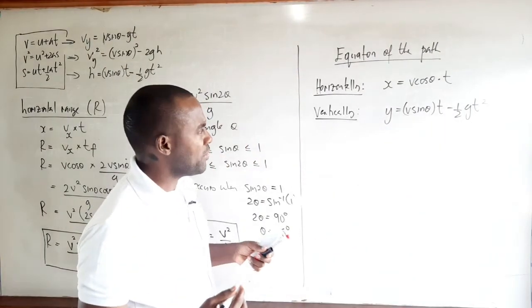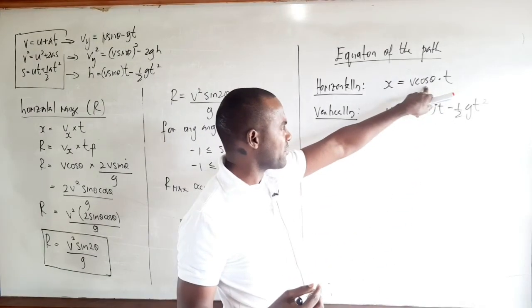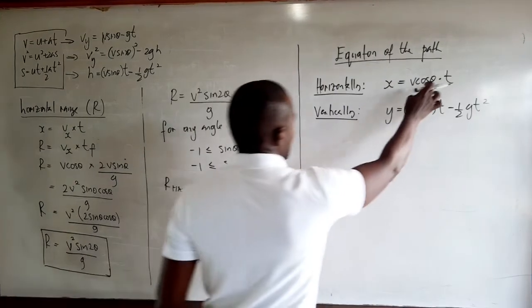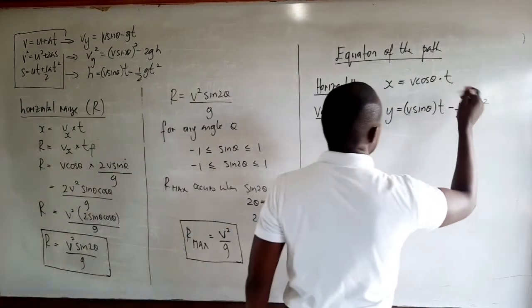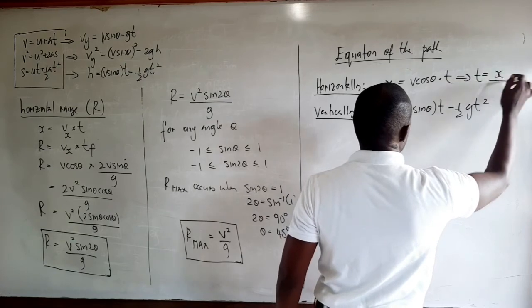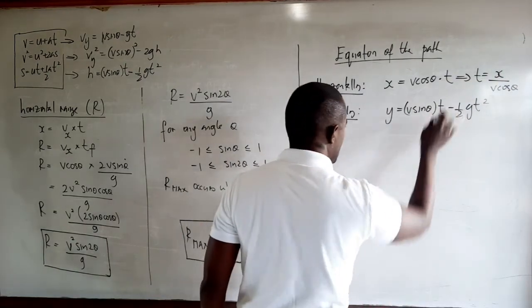So to do that, we will basically eliminate t. To eliminate t, we'll make t the subject from this first equation, then substitute into the second equation. So from this equation, we see that t is equal to x over v cos theta. And we'll then substitute for t into this equation.